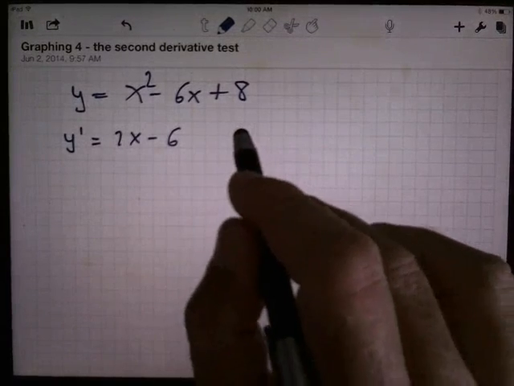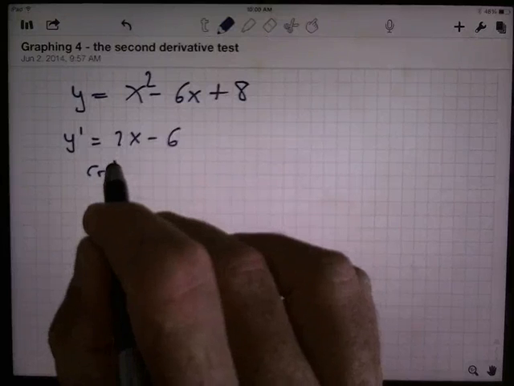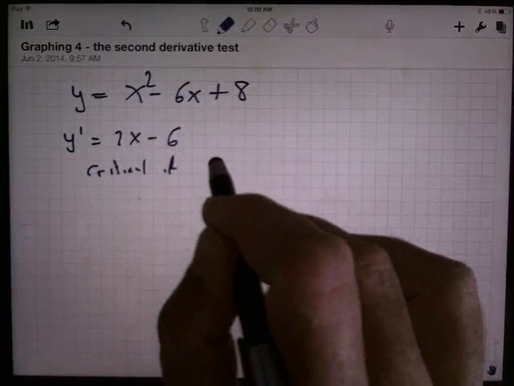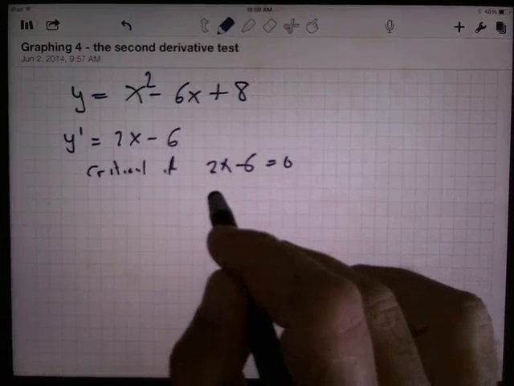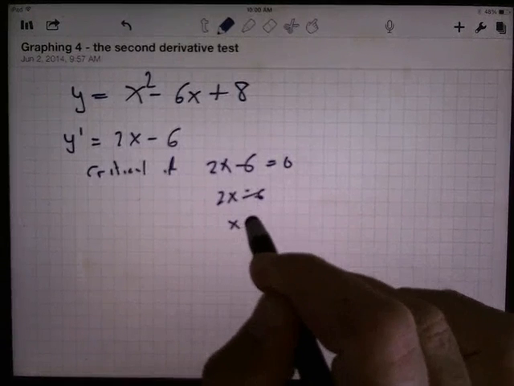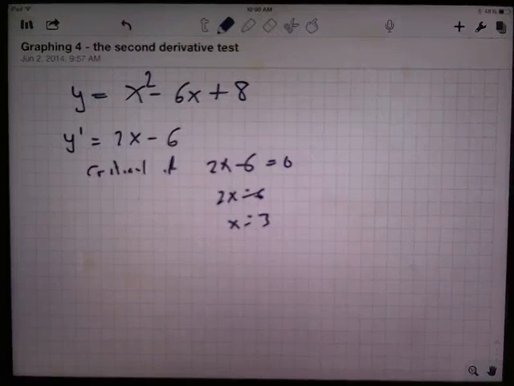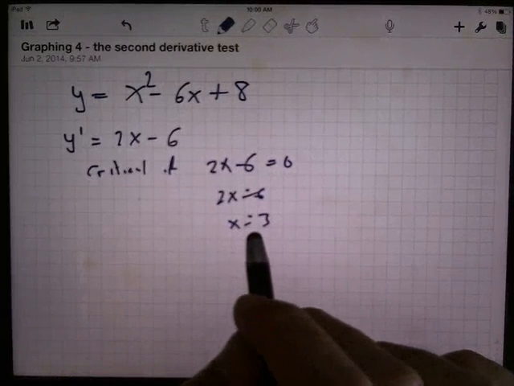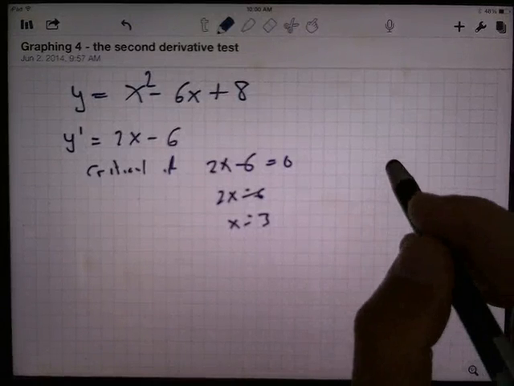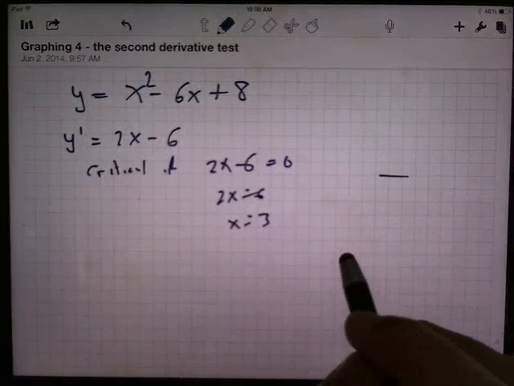and set that equal to 0, right? This is critical if 2x minus 6 is equal to 0, so 2x equals 6 and x equals 3. So I've got a critical point at x equals 3. Is that a maximum or minimum? Local maximum or minimum? I mean, it could be either. I just know that I got a tangent line that's horizontal there.